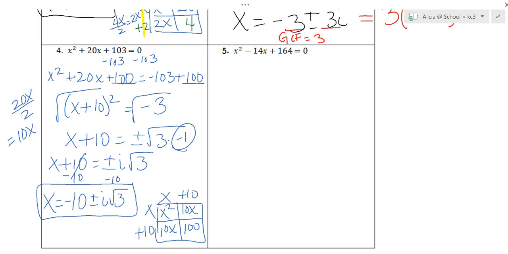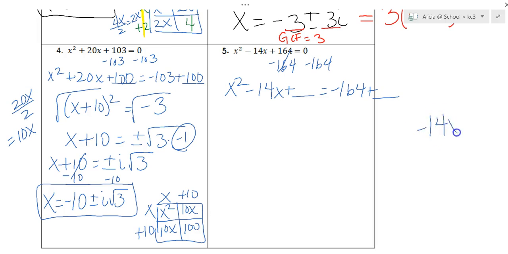All right, last example here, I'm completing the square. x squared minus 14x plus 164 equals 0. I'm going to subtract 164 over to the other side. So x squared minus 14x plus some constant is going to equal negative 164 plus that same constant. When I try to find my Punnett square, to complete the square, we have to remember to take that sign of the b value. So that's negative 14x.